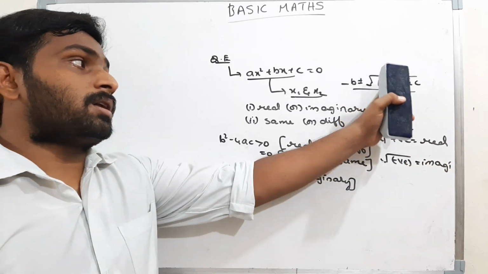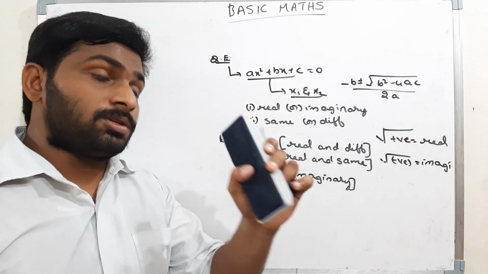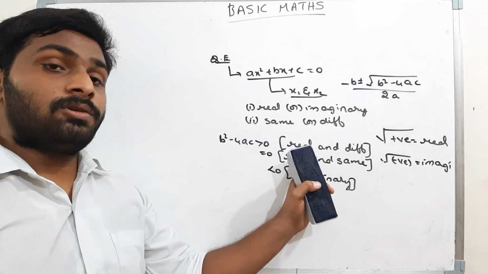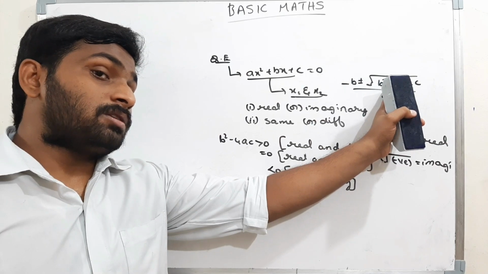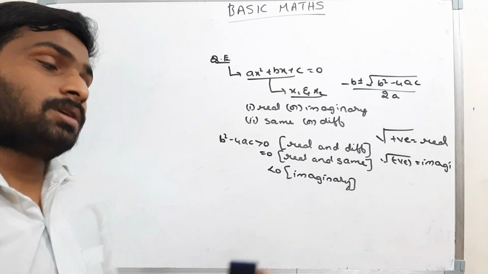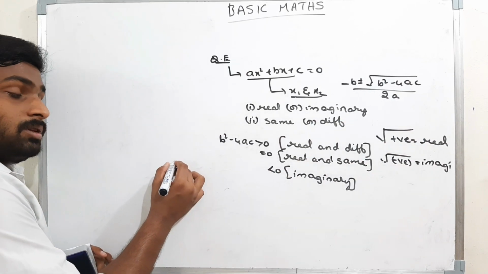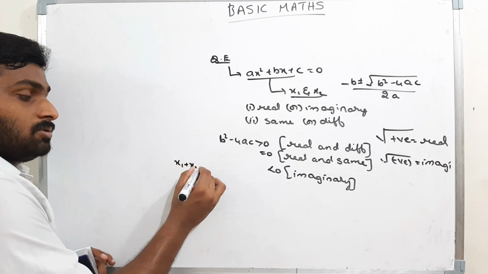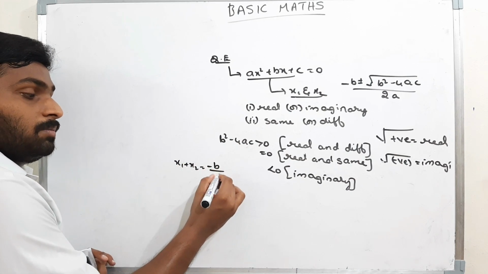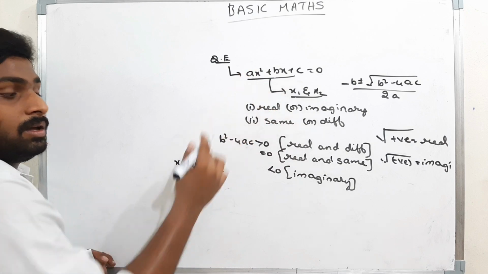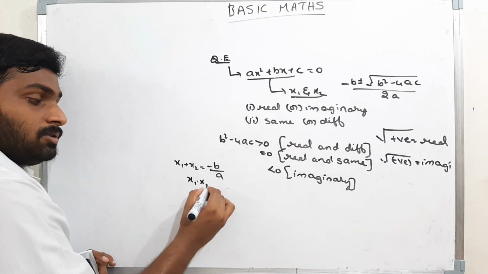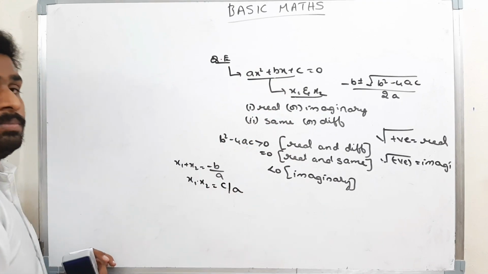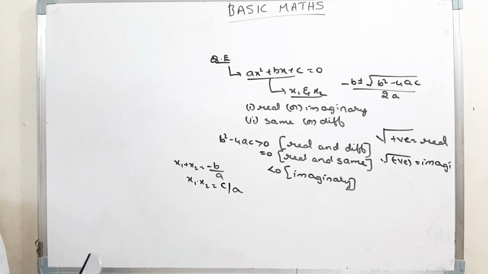Therefore if this b square minus 4ac is positive, then I will get real values. And if by chance this value is negative, then I will get imaginary values. And there is one more thing: the sum of the roots, x1 plus x2, is always equal to minus b by a, and the product of the roots, x1 into x2, is nothing but c by a. Please remember this. Okay, now we'll see a few problems.